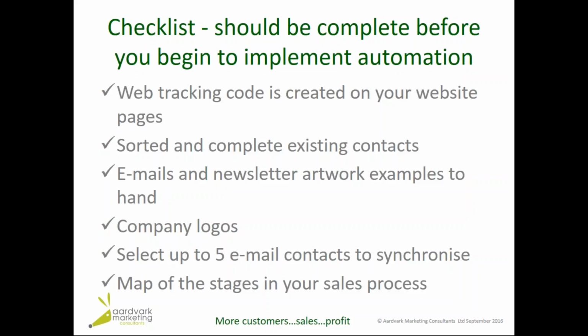We like to see evidence that you've done newsletters or emails. What does that artwork look like? Because you're going to have to put that into your new system. So we'll have a look at examples of that. You need copies of your logos so that you can personalize this. You need to think about who in your business is going to be allowed to use this and who are the 5 key people who we're going to synchronize your email contacts with. And also very helpful is to have the map of the stages in your sales process, because you're going to put that sales process as a pipeline into the system. So this is our tried and tested route map, if you like.